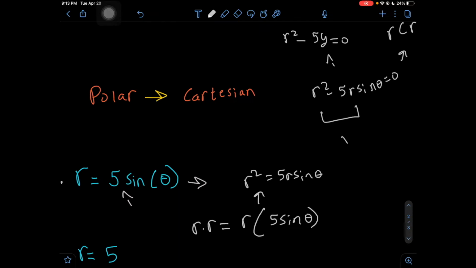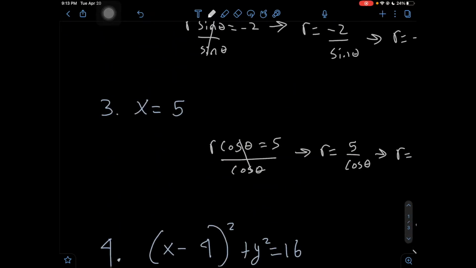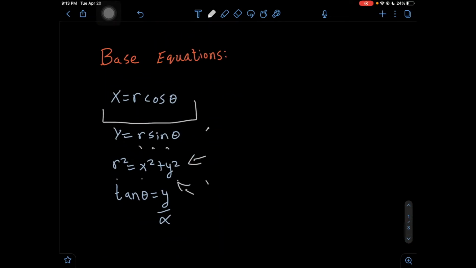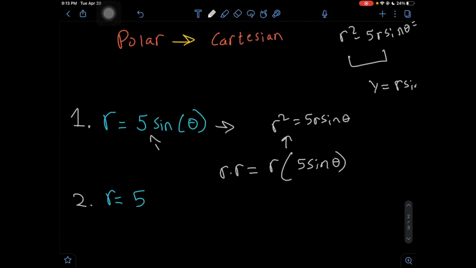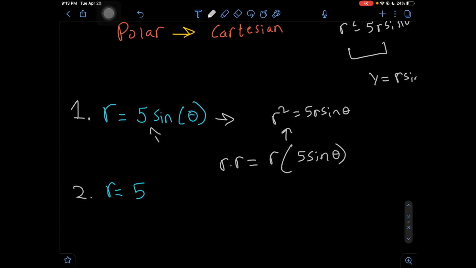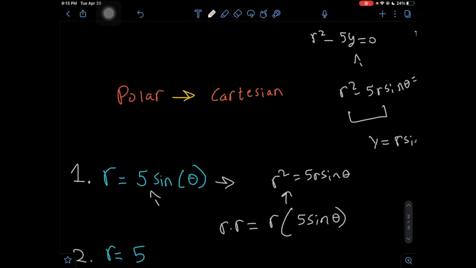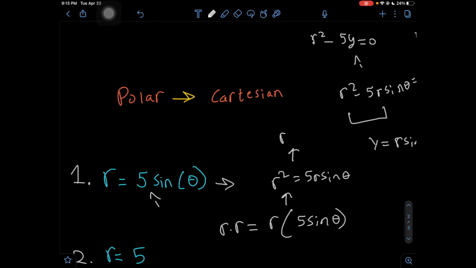And again, we said y equals r sine of theta in our beginning, and I can show you right now. We said y equals r sine theta. Let's go ahead and substitute in y for our sine theta value. So we are left with r squared equals 5y. Let's go ahead and set this equal to 0. We're going to get r squared minus 5y equals 0.